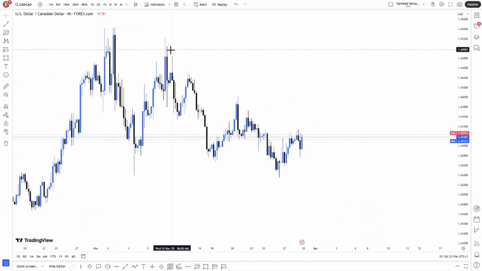After this is the last. So this one has not been taken out. This internal liquidity, this one has not been broken. So this last low here has not been taken out, which means the market is still within this range.